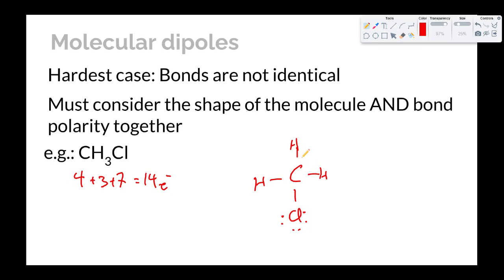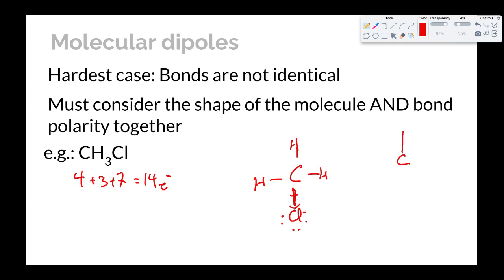The structure is correct. Okay, carbon-hydrogen bonds are not polar at all. A carbon-chlorine bond is polar. Chlorine is more electronegative than carbon, and so we do have a dipole there. What's the shape of this thing? Well, it's going to be tetrahedral because it's steric number 4.